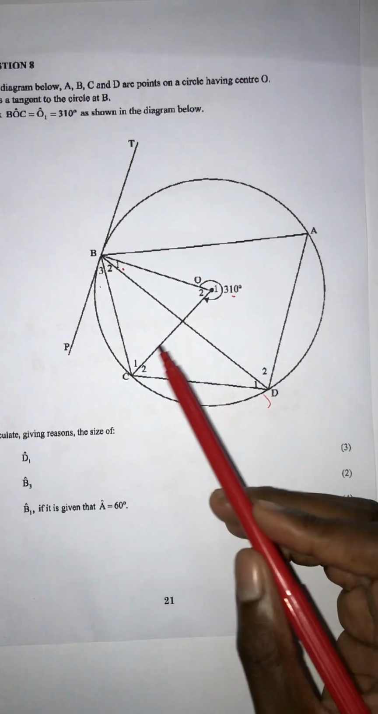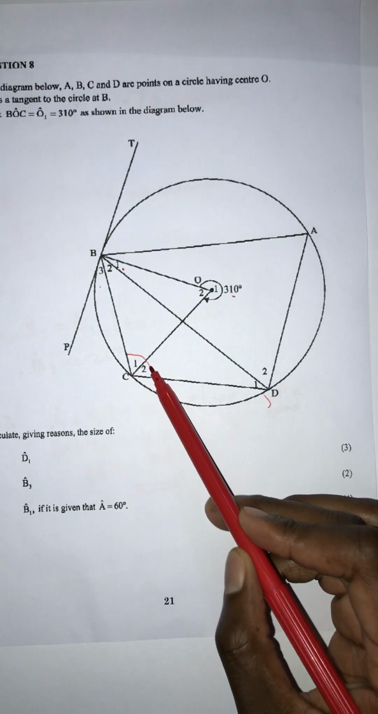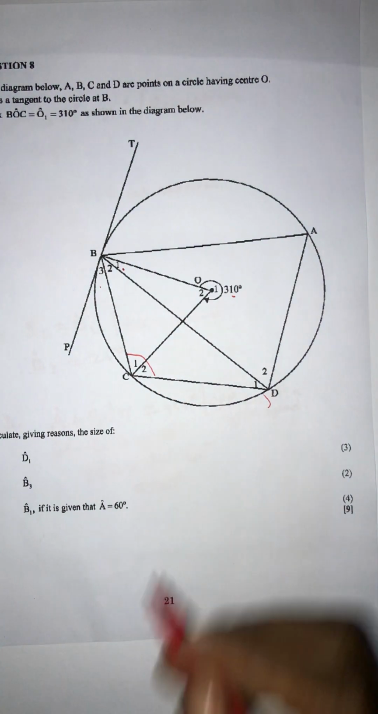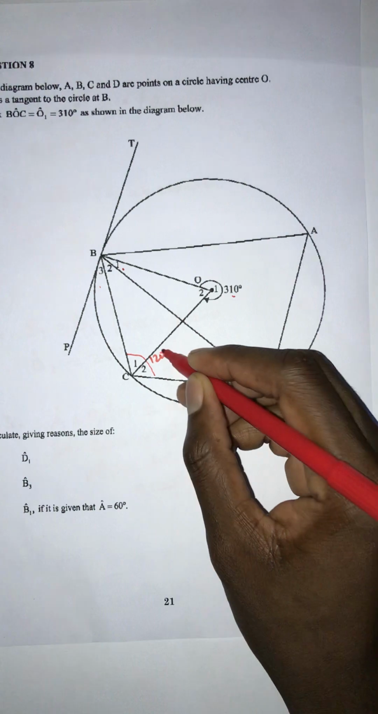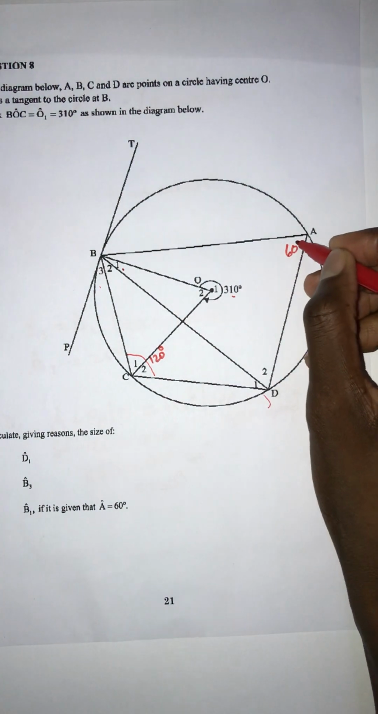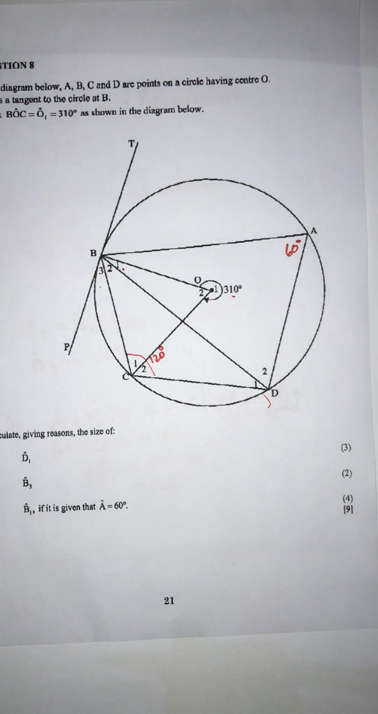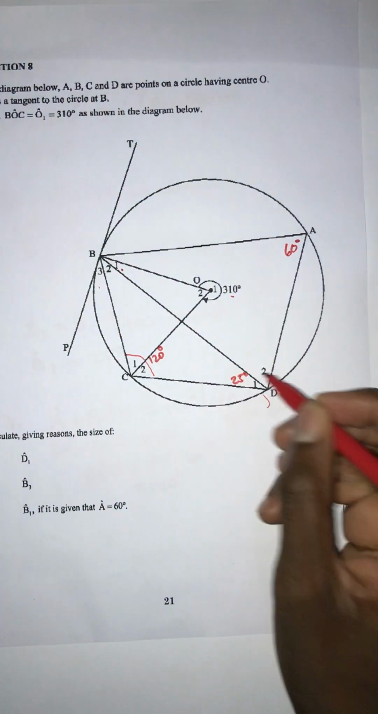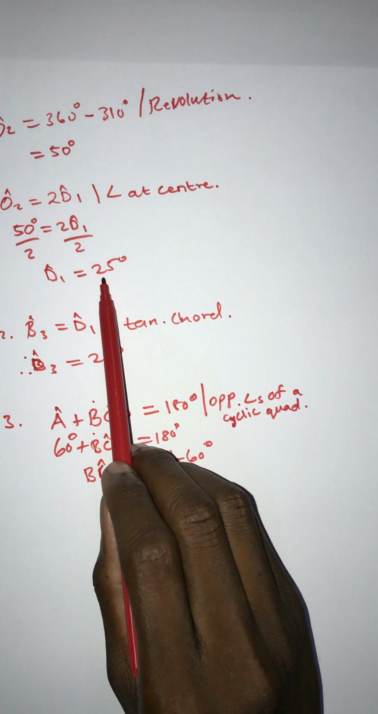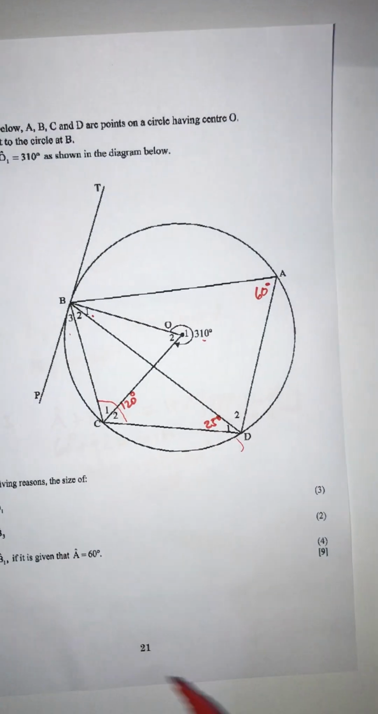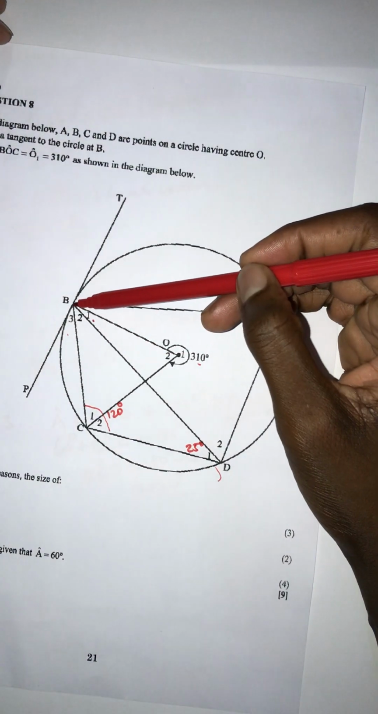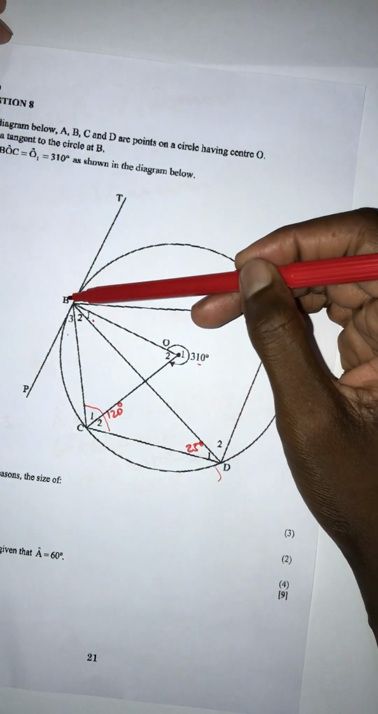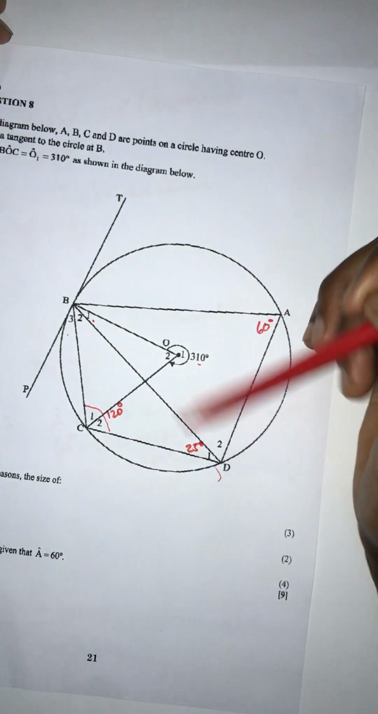It means that this whole angle is equal to 120 degrees, while this one is just 60 degrees. So now remember, we're looking for B1. What is this? This is 25. Remember, we got D1 is 25. So this is 25. Now let's check this triangle, triangle BCD.